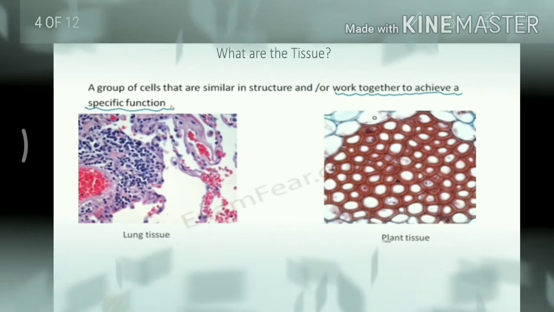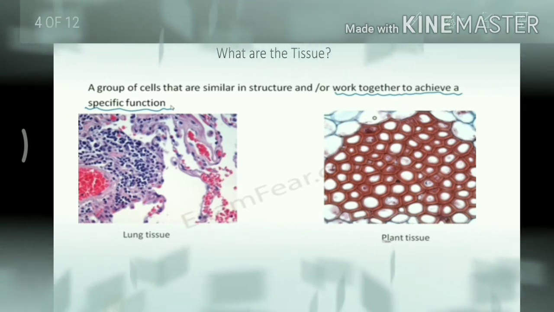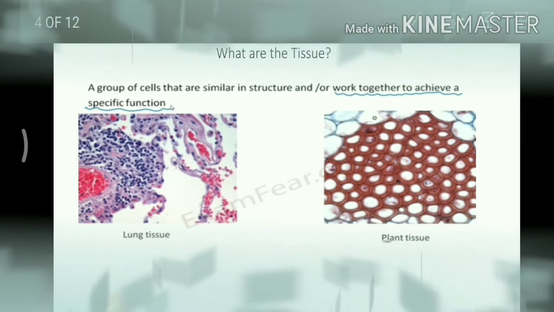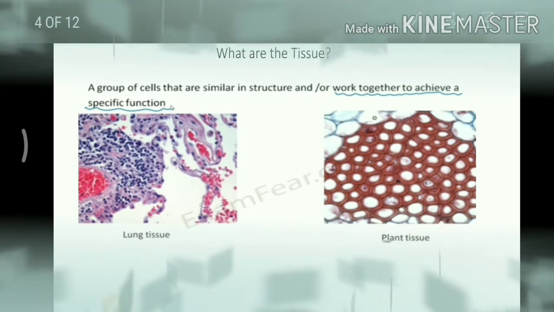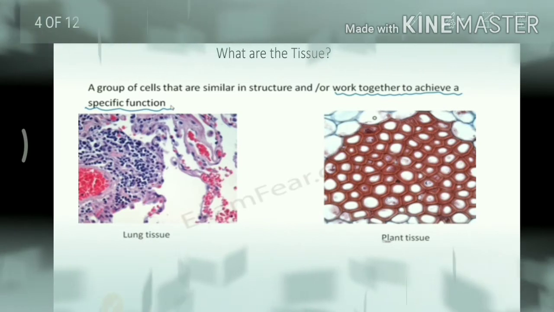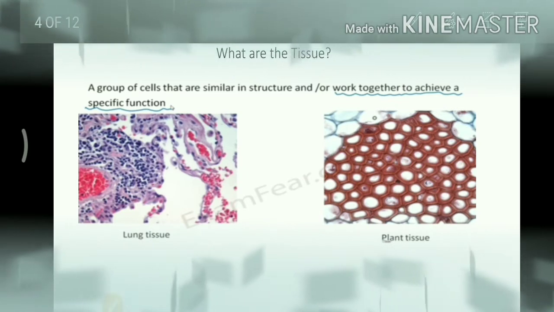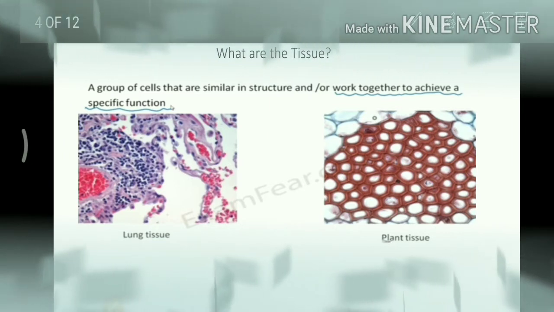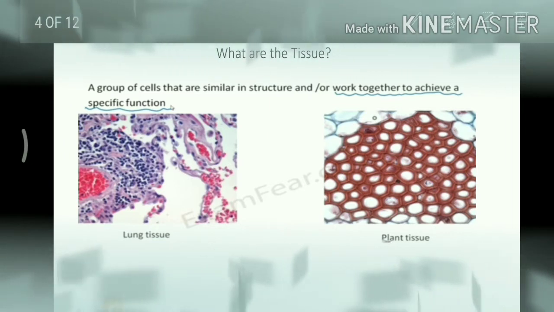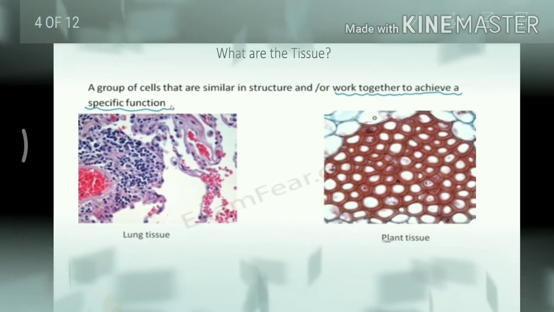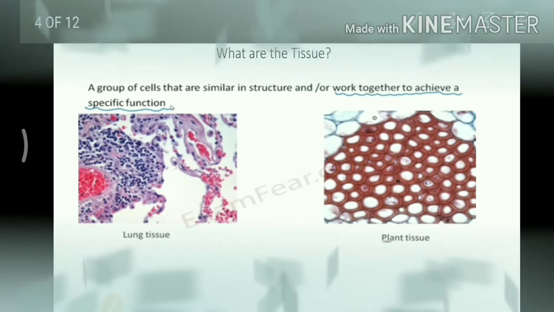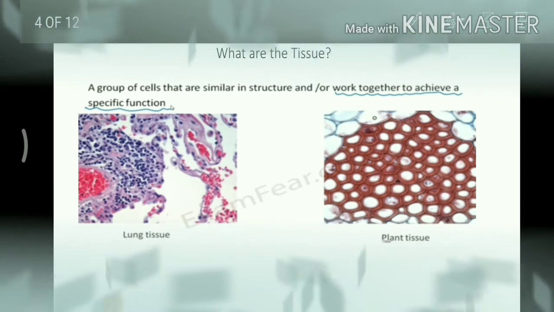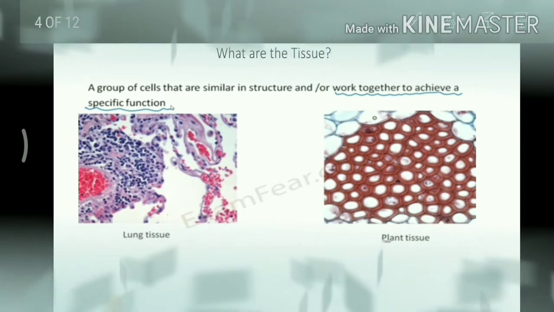This is a type of sclerenchymatous tissue. Sclerenchymatous tissue is a special type of tissue present in a plant that provides rigidity and strength to the plant. You already studied that in your plant tissue chapter, right? So here we are talking about tissues, and there are two examples of tissues.